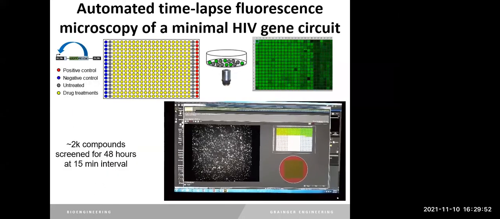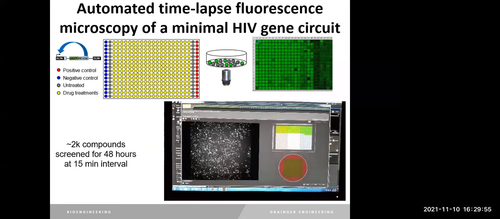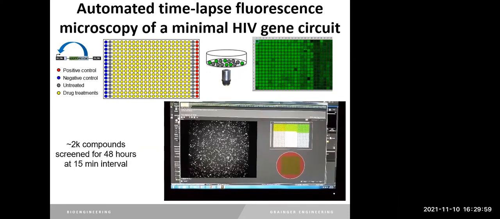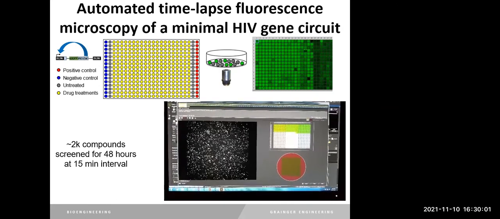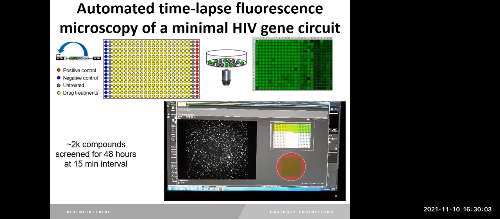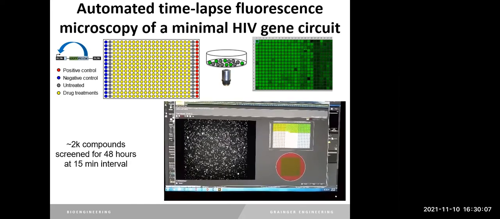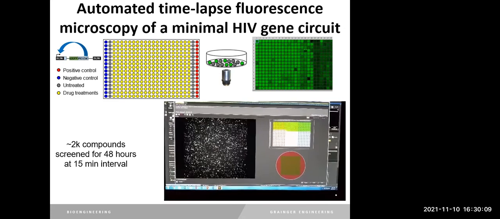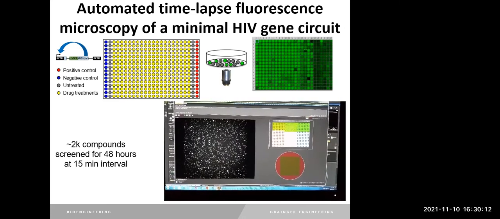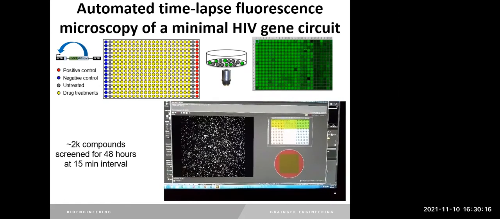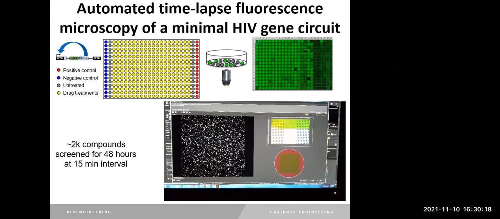So in addition to positive and negative controls on a 384-well plate, all of these cells are now imaged, adhered to a glass substrate with liquid media on top, and they're screened for 48 hours in 15-minute intervals. You can see here the constellation of T cells as the microscope, a 10x objective, is scanning and imaging every well that has a unique drug compound that's treating the cells.